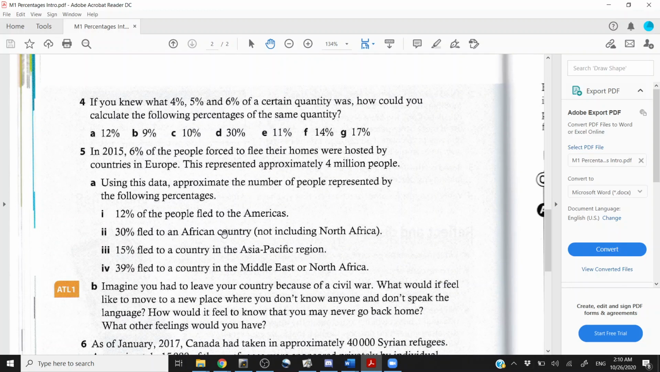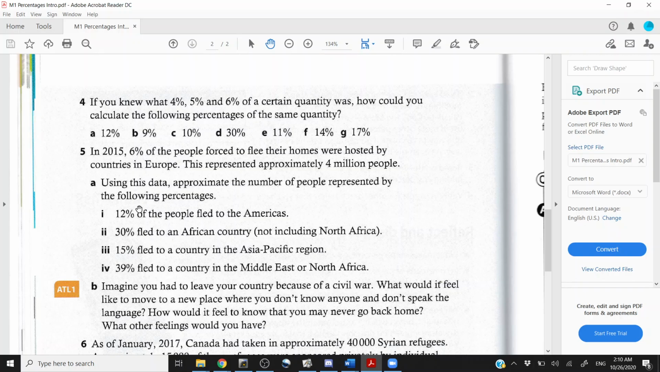So this is making it more abstract. Now we know 4, 5, and 6%. How can we make 12%? Well, lots of different ways. You could do 6% times 2, or 4% times 3. For 9%, I could add together the 5 and 4% quantities, and they would give me 9%.